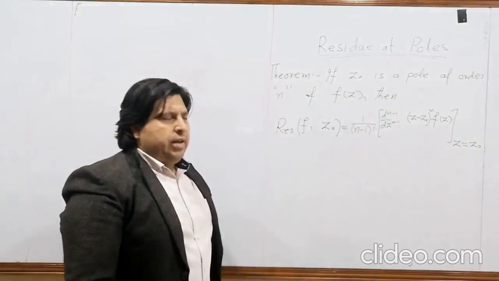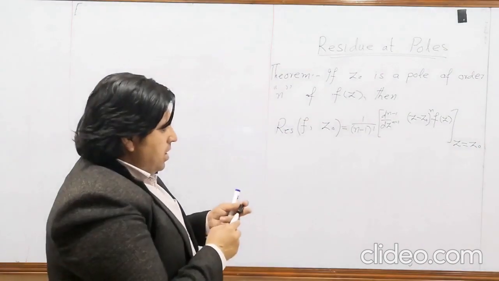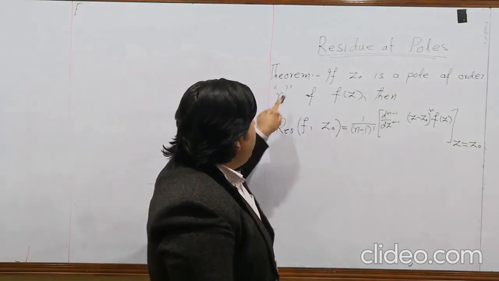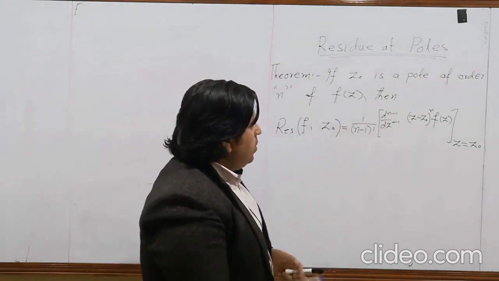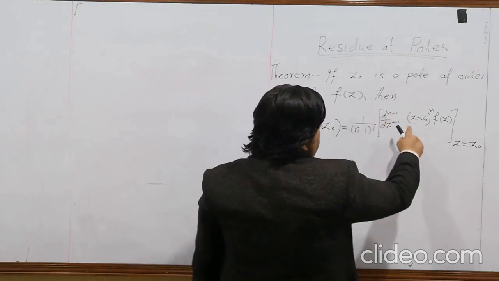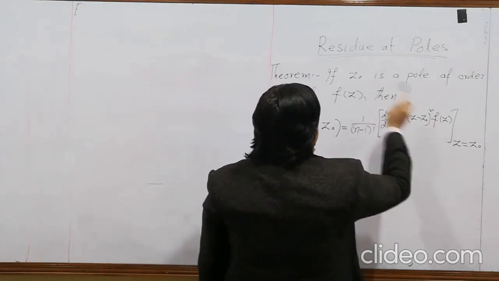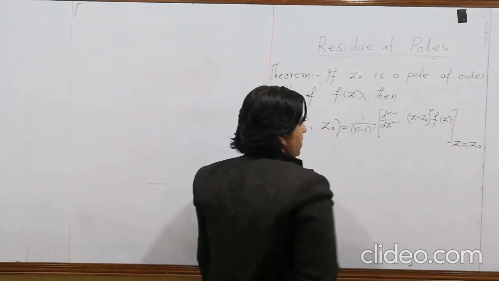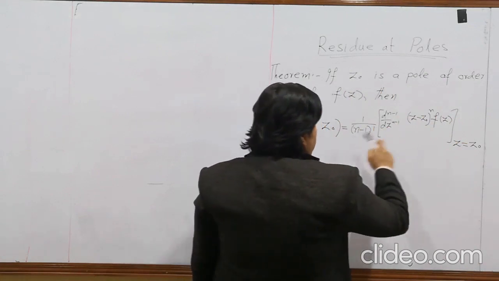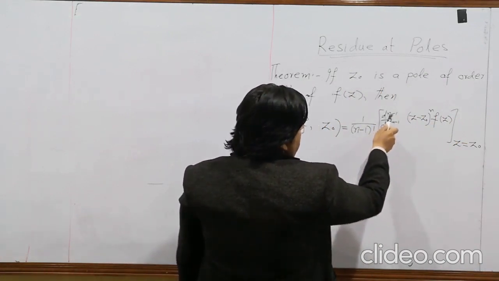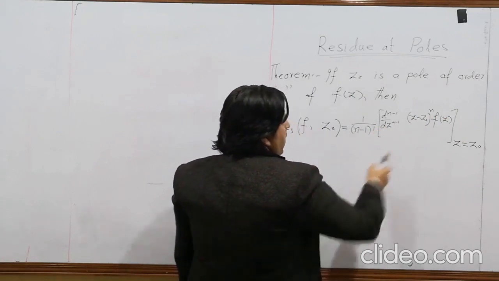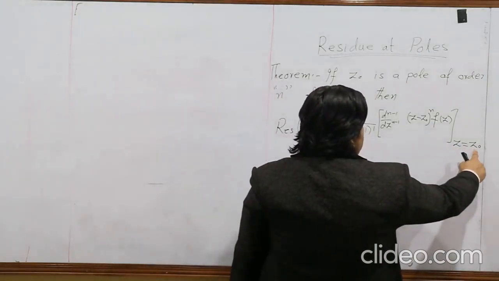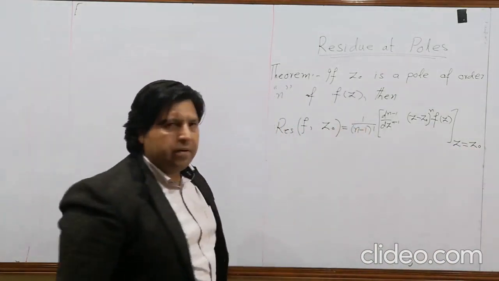From this theorem you can see that if we are given a function f of z which has a pole of order n at the point z naught, then what we have to do? We have to multiply z minus z naught power n with the given function. So of course this term will be cancelled from f of z. And then we have to differentiate that n minus 1 time. And at the end, after the simplification, we have to put z is equal to z naught and we will get the residue of that function.